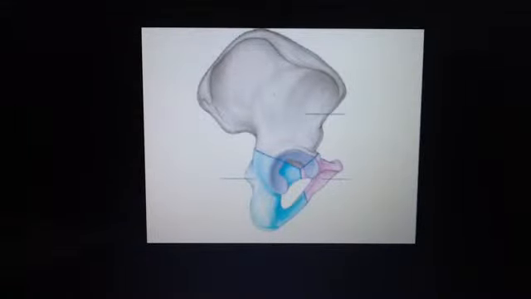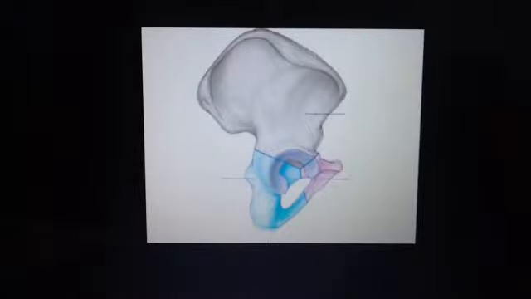Okay, we're going to talk about the pelvic bone and the pelvis. So let's take a look at this picture and we're going to try to remember where the major parts are. So the three major parts are first the ilium.